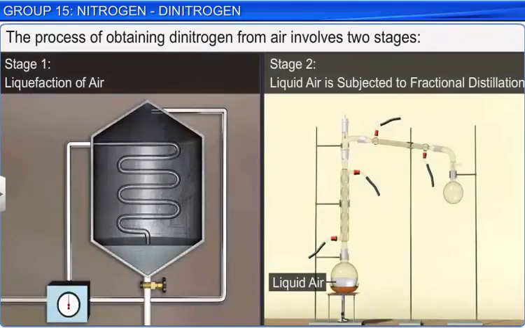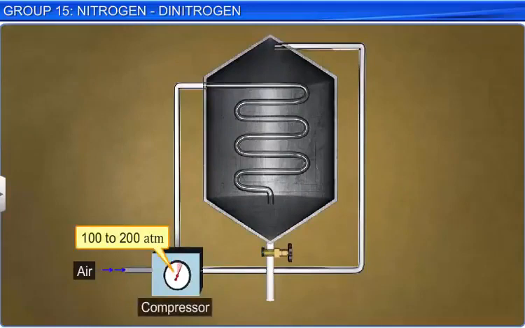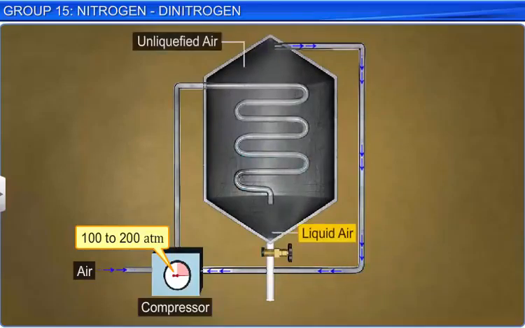The process of obtaining dinitrogen from air involves two stages. In the first stage, air is subjected to liquefaction. During liquefaction, a high pressure of 100 to 200 atmospheres is applied over dry air, followed by expansion through a fine jet. This process is repeated several times to obtain liquid air.